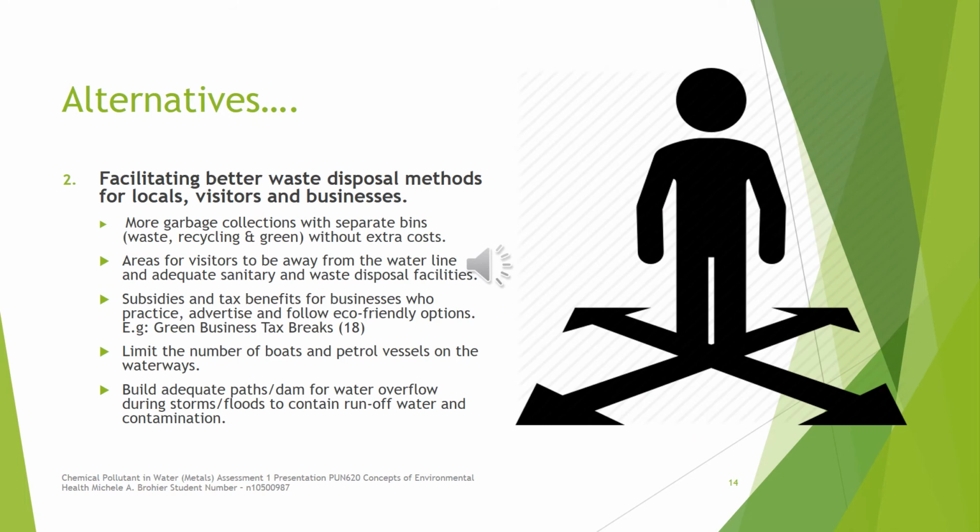Some of the alternatives identified will require local government authorities working together, and there could be an impact, like more garbage collections with separate bins, waste recycling in green at no extra cost, areas for visitors to be away from the waterline, and adequate sanitary and waste disposal facilities. Subsidies and tax benefits for businesses who practice, advertise and follow eco-friendly options, for example, the green business tax breaks. Limit the number of boats and petrol vessels on the waterways, and build adequate paths and dams for water overflow during storms and floods to contain runoff water and contamination.